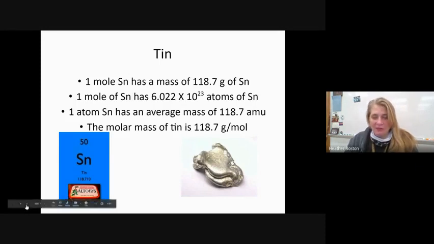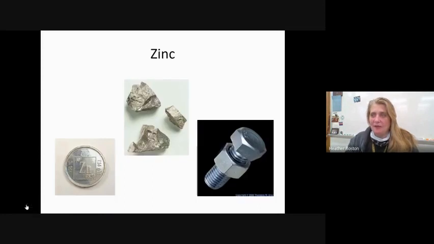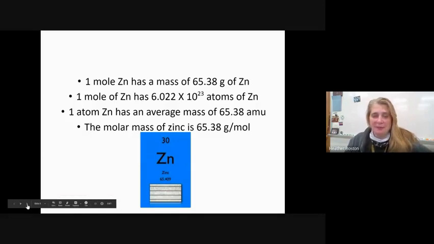Tin, which is what the Altoid containers are made of, used to have tin foil, but they haven't made that since the 60s. So that's one of those terms that for some reason has really stuck around. Tin has a mass of 118.7 grams if you have 1 mole, or 6.022 times 10 to the 23rd atoms of tin. Zinc is what most of our coins are made of, and you'll find on the periodic table of the elements that it has a mass of 65.38 grams for 1 mole.